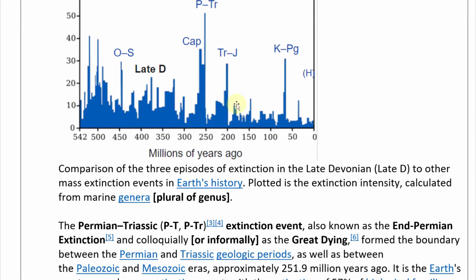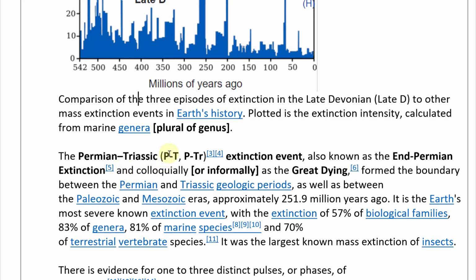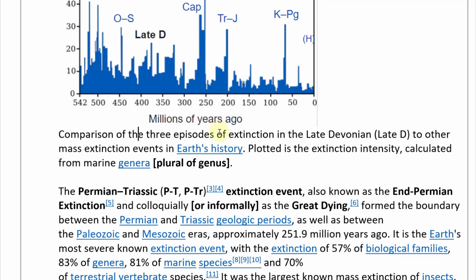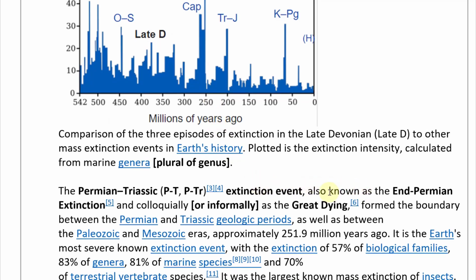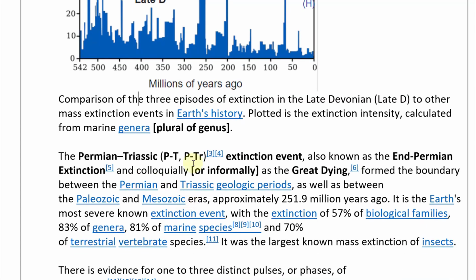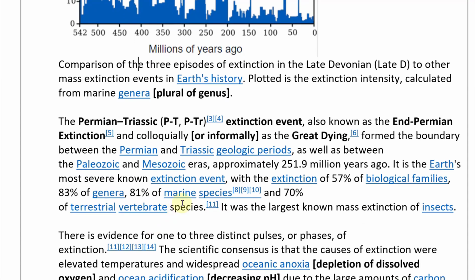And this is the Permian-Triassic, or P-Tr, extinction event, also known as the end-Permian extinction, and colloquially or informally as the Great Dying. It formed the boundary between the Permian and Jurassic geological periods, as well as between the Paleozoic and Mesozoic eras. Approximately 251.9 million years ago, it is the Earth's most severe known extinction event, with the extinction of 57% of biological families, 83% of genera, 81% of marine species, and 70% of terrestrial vertebrate species. And it was the largest known mass extinction of insects.